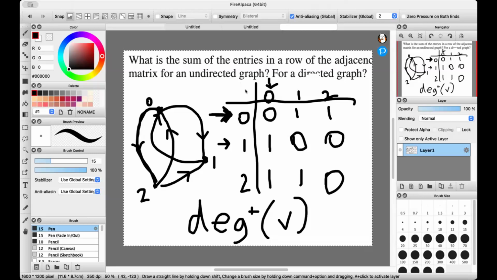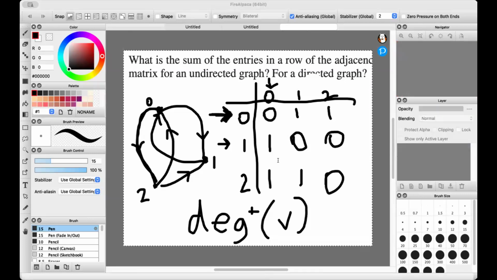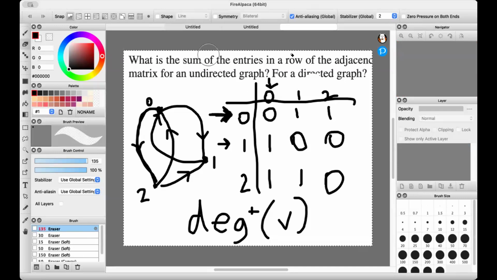Okay. Let's see, 33. What is the sum of the entries in a column for an undirected graph? Okay, so the next question is asking not for the rows, but instead for the columns.